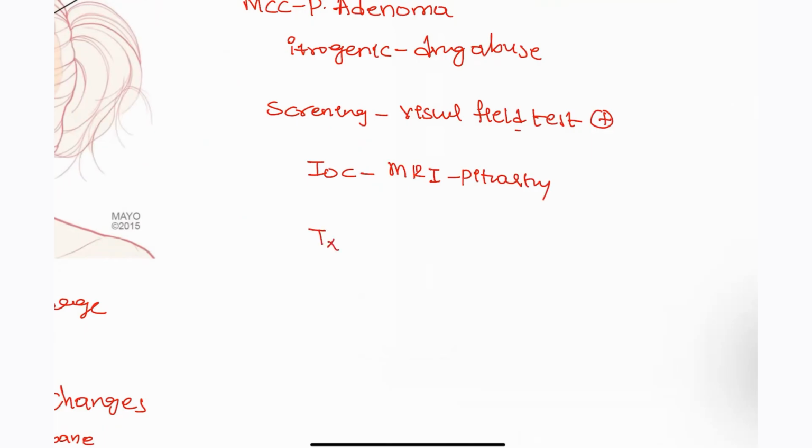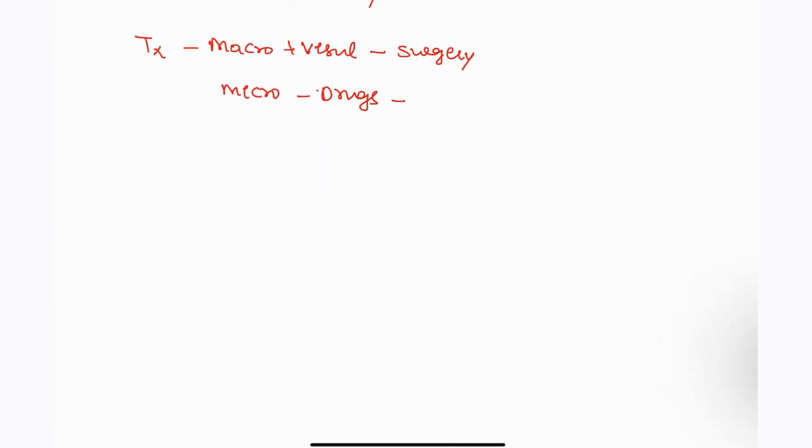Next, treatment. If it is a macro and compressing with the visual defects, then you have to proceed for surgery for this patient. If it is a micro, then you have to go for the drugs. So what are the common drugs we are going to use? The drug of choice for this patient is cabergoline. Okay, cabergoline is given. Or another drug commonly used is bromocriptine. This can also be used in this patient.